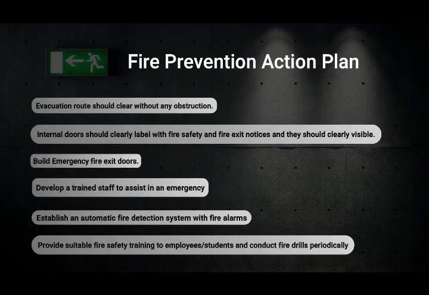Fire prevention action plan. In the laboratory, the northeast fire exit has some obstructions. To evacuate, an evacuation route should be clear without any obstruction. Internal doors should be clearly labeled with fire safety and fire exit notices, and they should be clearly visible. Build emergency fire exit doors. Develop trained staff to assist in an emergency.